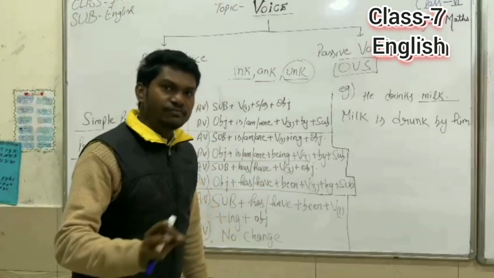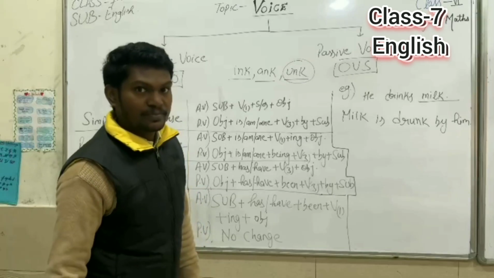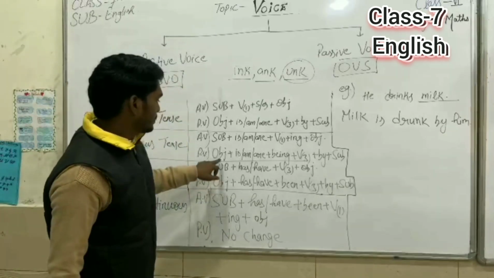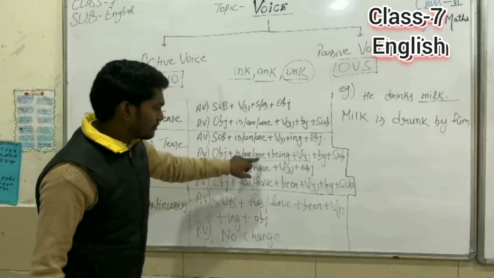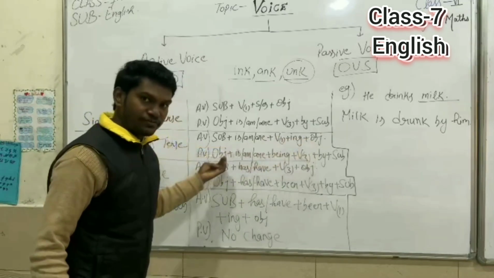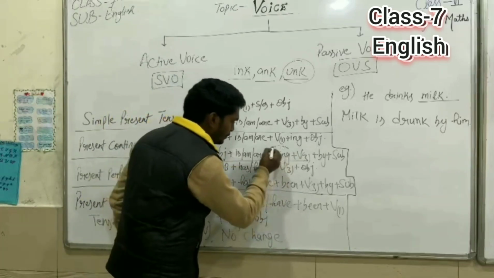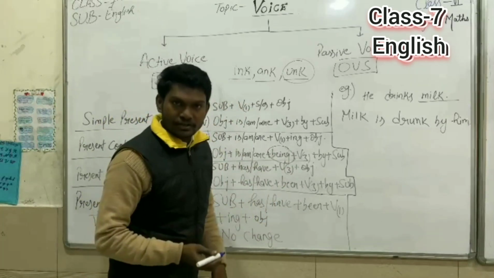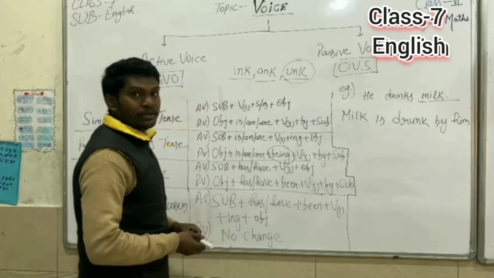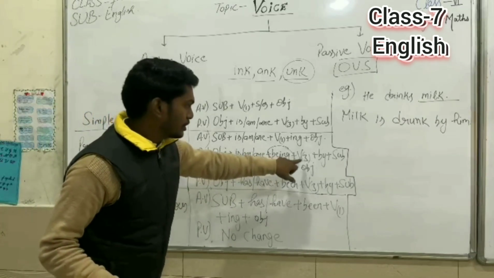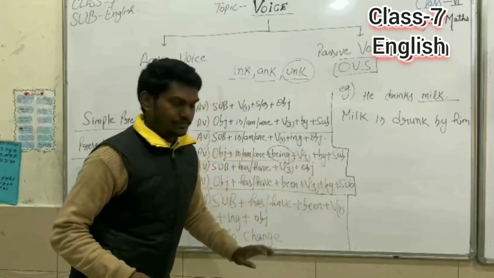This is the active voice rule of present continuous tense. Now, to convert it into passive voice, the rule goes as object plus is/am/are. Object is taken at the first. Object plus is/am/are plus being. This is the most important thing to write down in the passive voice. Object plus is/am/are plus being plus third form of the verb plus by the subject.